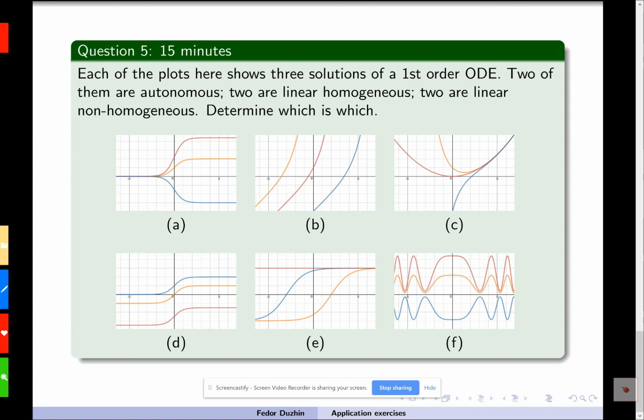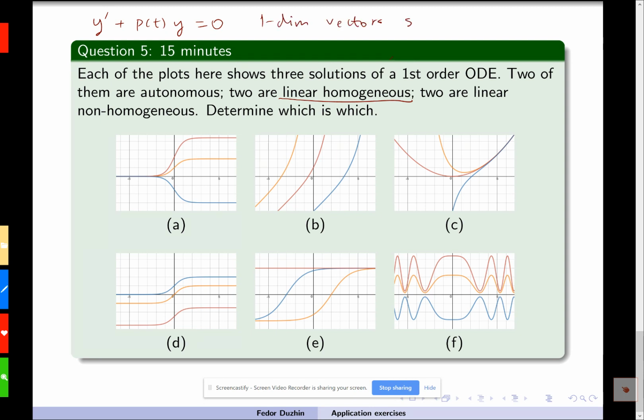First of all, the easiest to determine is linear homogeneous, right? So what is linear homogeneous? A linear homogeneous first order equation is y prime plus p of t times y equals, well, if it were non-homogeneous, we would have some non-trivial right-hand side. Homogeneous means that it equals 0. The general theory of differential equations tells us that the set of solutions of this is a one-dimensional vector space.